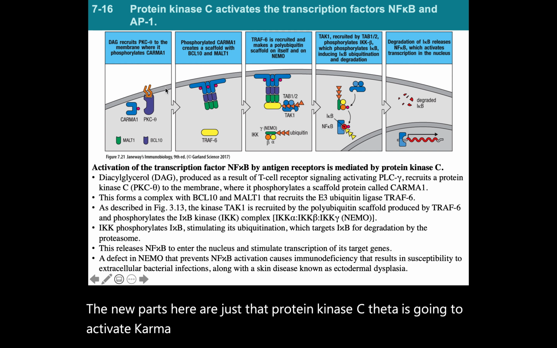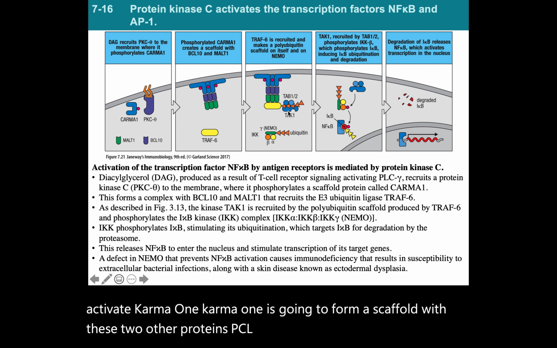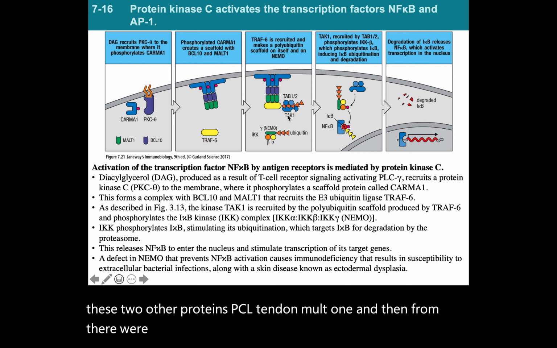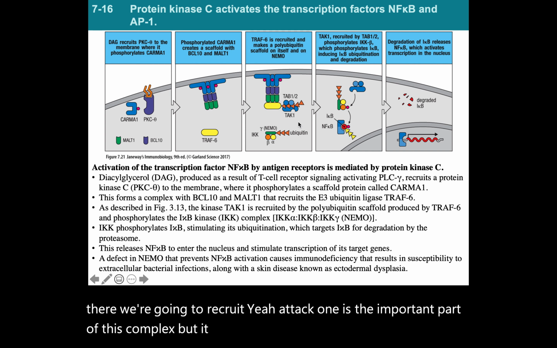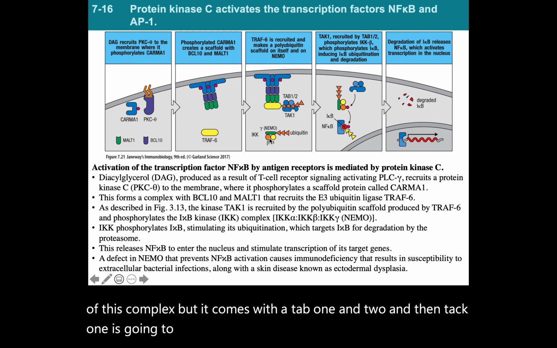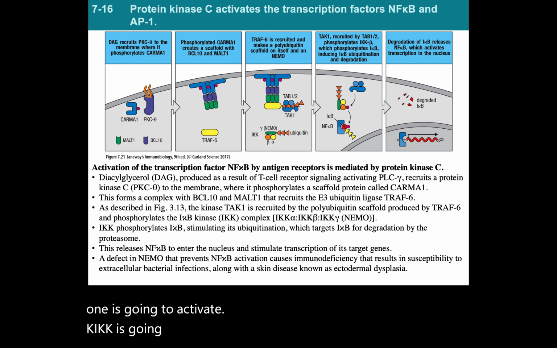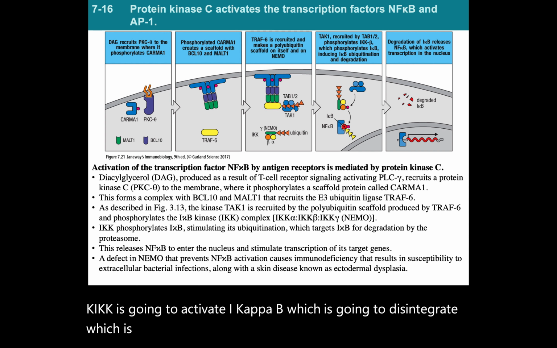So, yeah. The new parts here are just that protein kinase C theta is going to activate KARMA1. KARMA1 is going to form a scaffold with these two other proteins, BCL10 and MALT1. And then from there, we're going to recruit TAK1, which is the important part of this complex, but it comes with TAB1 and 2. And then TAK1 is going to activate IKK. IKK is going to activate I kappa B, which is going to disintegrate, which is going to allow NF kappa B to go to the nucleus and signal.